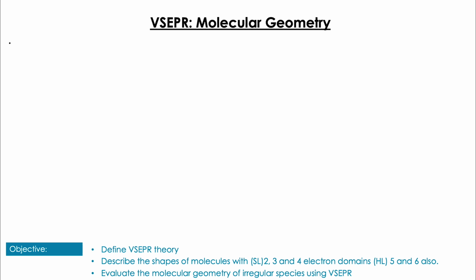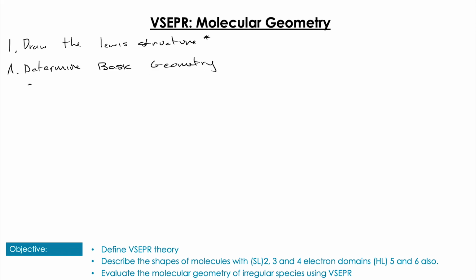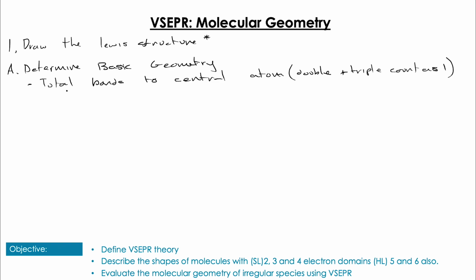So let's have a look at a method for us to be able to apply our understanding to determine the molecular geometry using VSEPR theory. So the first thing we need to do is draw the Lewis structure. At this point, we've done a couple of videos where this has been a key skill, so if you're still struggling with that, make sure you get some practice. Then we're going to determine the basic geometry, and remember, we do that by the total bonds to the central atom, where double bonds and triple bonds count as 1, so that's our bonding electron domains, and we add to that the total lone pairs to the central atom.